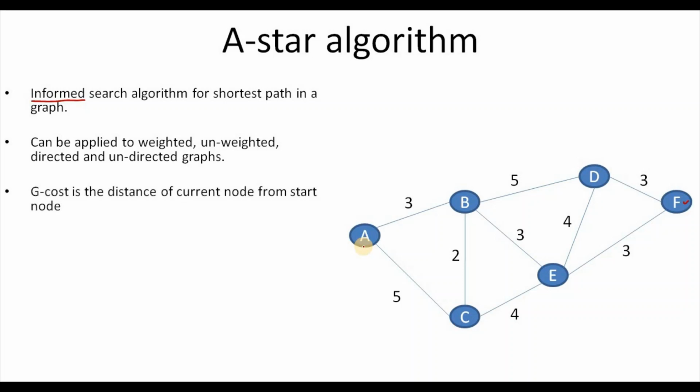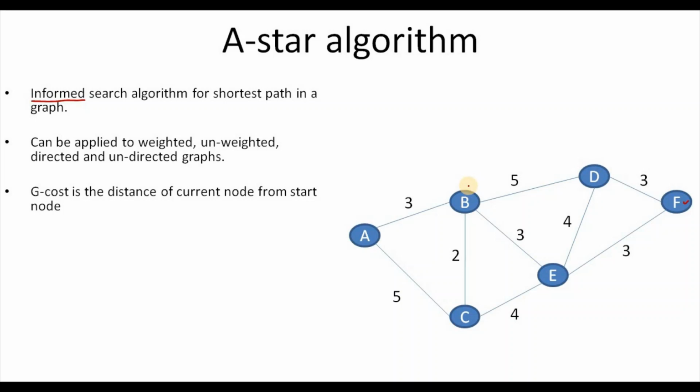Okay, one thing we have to define here, the g-cost. G-cost is the distance of the current node from the start node. It's the same as we did in Dijkstra's. When we calculated the cost of the current node, it was actually the cost from that node to the starting node. For example, if I want to calculate the g-cost of node B, it is the distance from B to starting node A. So this will be 3.